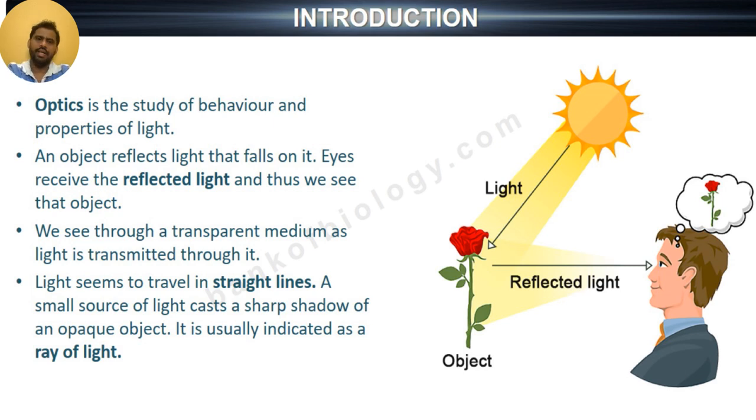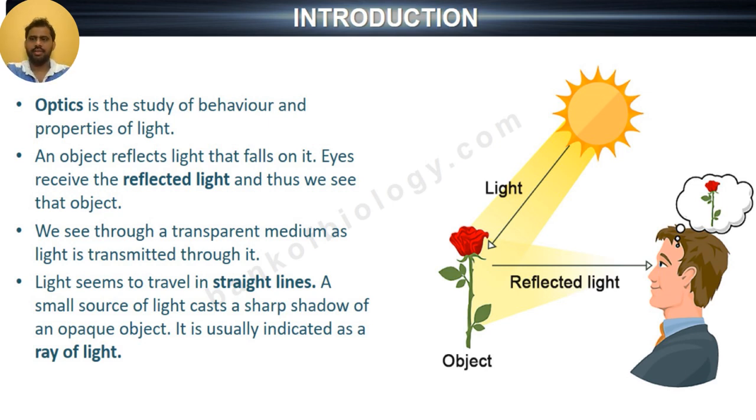Now, the thing about light is that it travels in straight lines. Light always travels in straight lines. A small source of light will always cast a sharp shadow of an object that is opaque. So, light is usually shown as a ray of light.